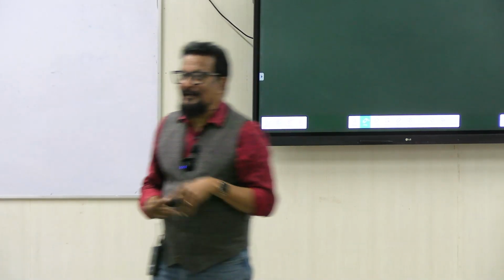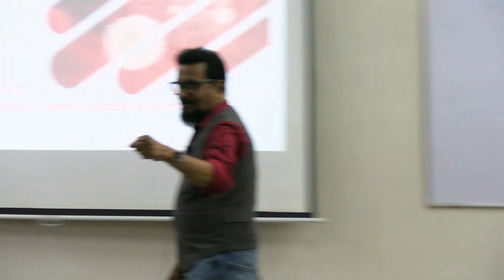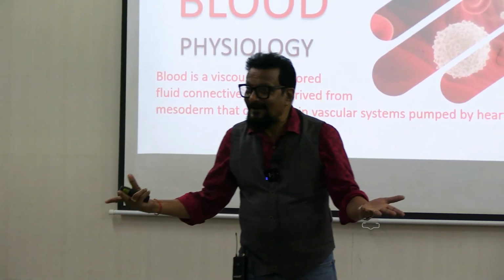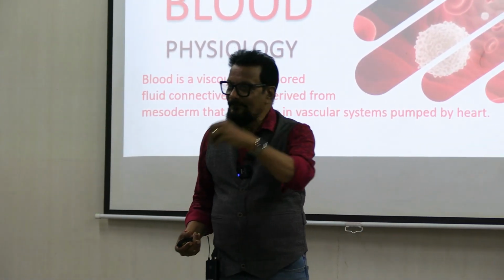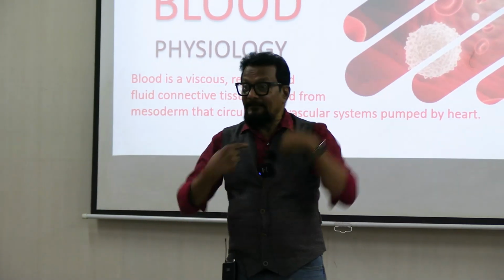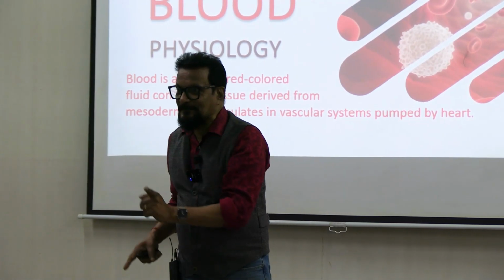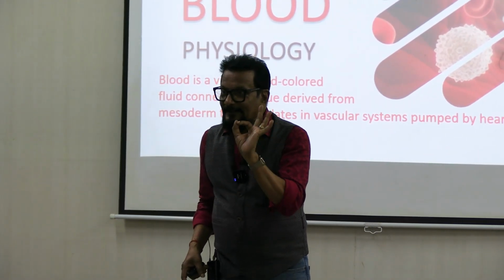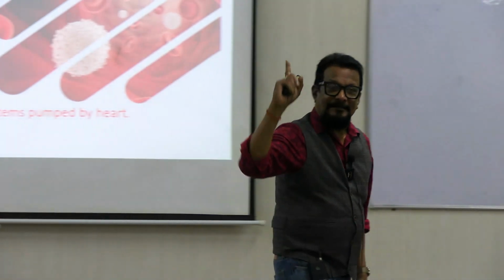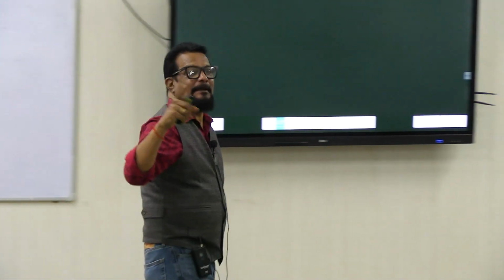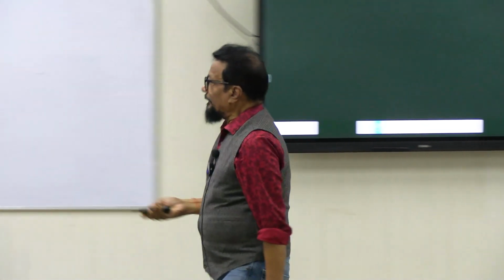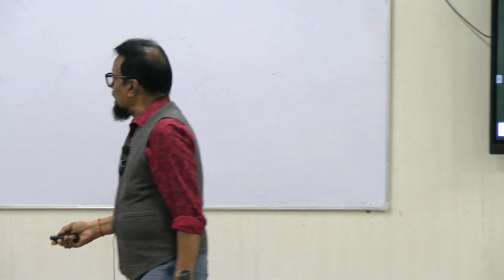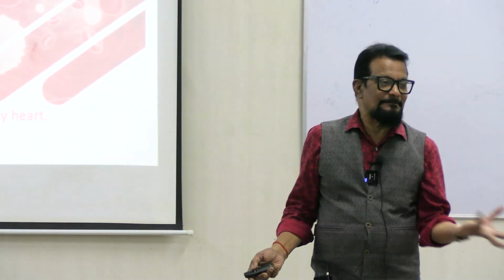In our blood, we also get a matrix. Can you tell me what the matrix is? Plasma. Liquid matrix in which cells are suspended. Not only this, they connect different parts of my body, different tissues, different cells of the body. That's why we call it liquid connective tissue. I think everybody understood why it is called liquid connective tissue. And one of the characteristics is they are derived from mesoderm, in the vascular system, and this blood is pumped by the heart.